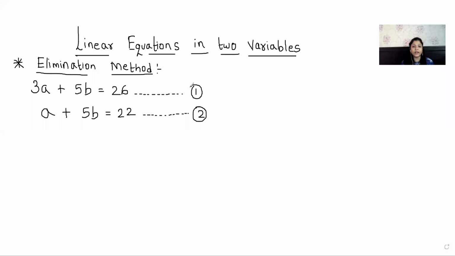Where we don't have already given equal terms, we will make it equal by multiplying any of the equations. So here we will not multiply. We already have 5b the same. So that means we need to cancel this 5b and 5b. Before we cancel, the thing is how to cancel: either by adding both the equations or by subtracting both the equations.